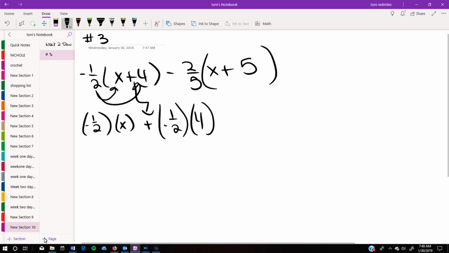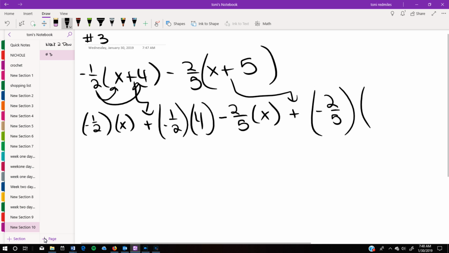Now I'm going to take a -2/5 through this one. So -2/5 times the x, drop down my addition, -2/5 times 5. All right, let's clean this bad boy up. Got to put ones underneath my whole numbers. So -1/2 times x is just a -1/2 x. Don't overthink it. This one, if I multiply across, I get 4 over 2, and it's going to be negative. Again, don't overthink it.